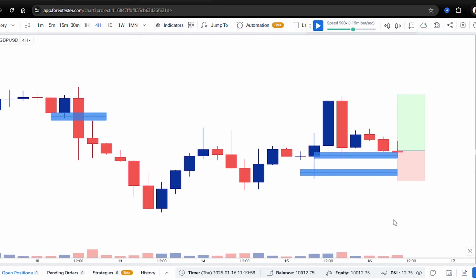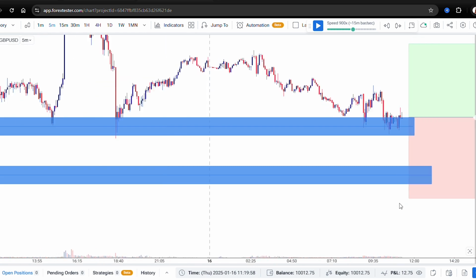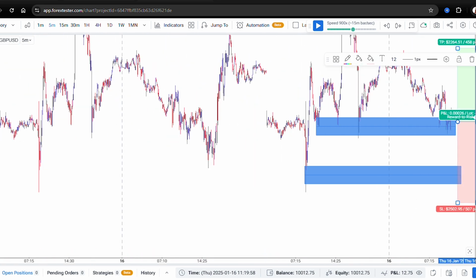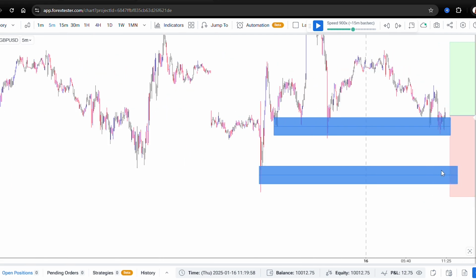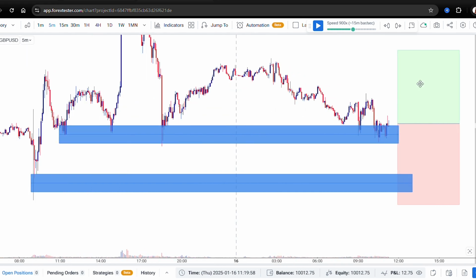So if I wanted to risk $100 from this entry to this entry, then that means I can also risk $100 from this entry to this stop loss with a very wide stop loss. The only thing that I would need to do is use a smaller lot size, and I would know that I will be in that trade for a longer period of time.